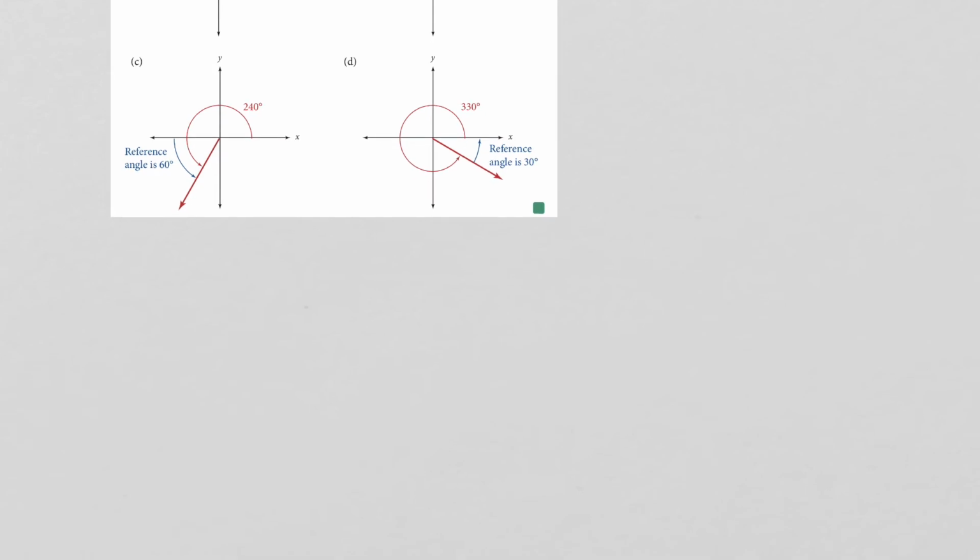And in the next example, we had an angle of 240 degrees. So again, 240 degrees, that goes past 180, but not quite to 270. So it's somewhere in the third quadrant. And the reference angle here is 60 degrees. Now again, the way we calculate this is we know that this angle is 180, and the given angle here is 240, so we're just basically finding the angle between these two. So the reference angle here is just 240 minus 180, which is 60 degrees.